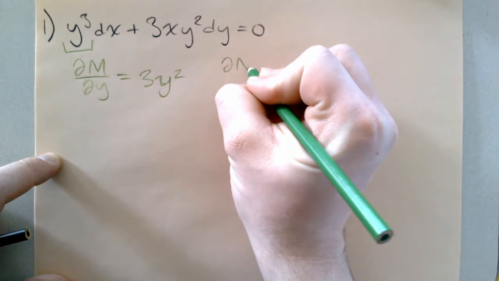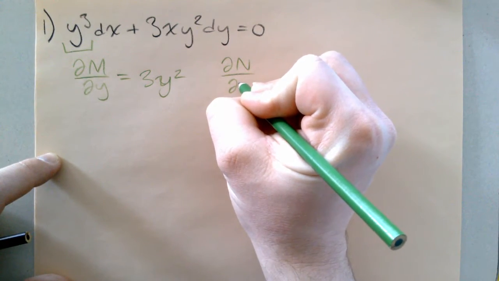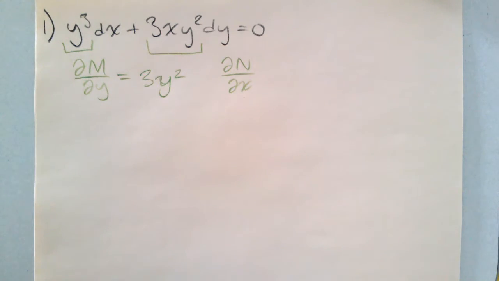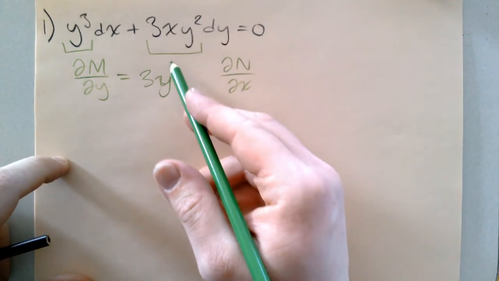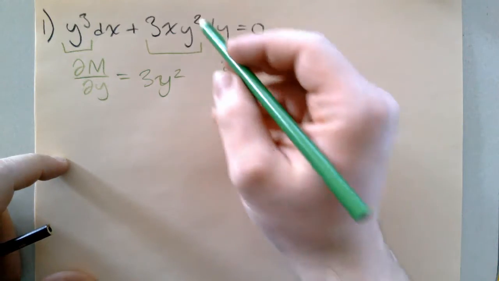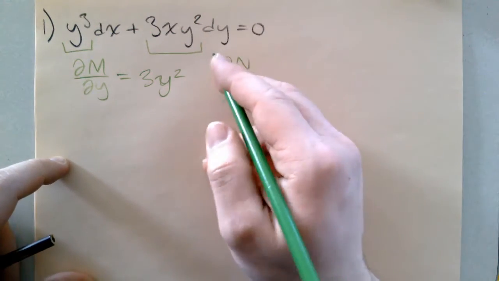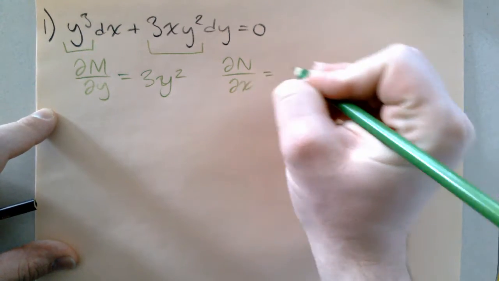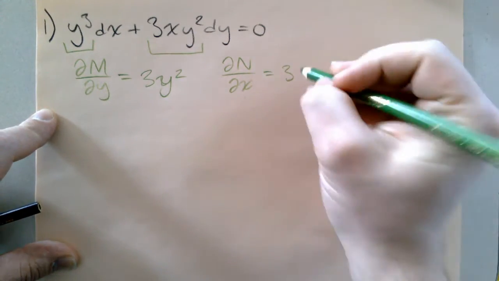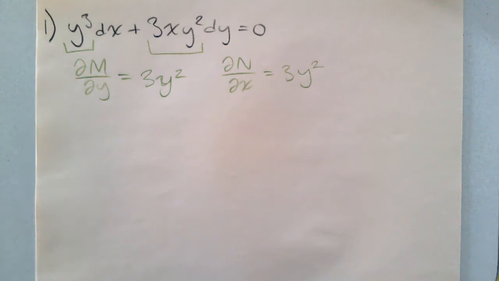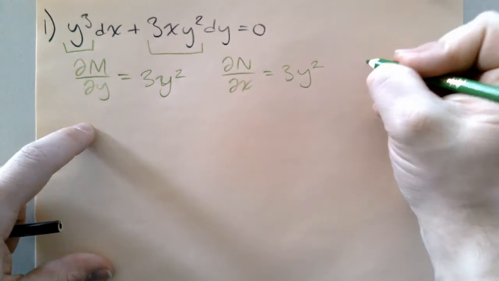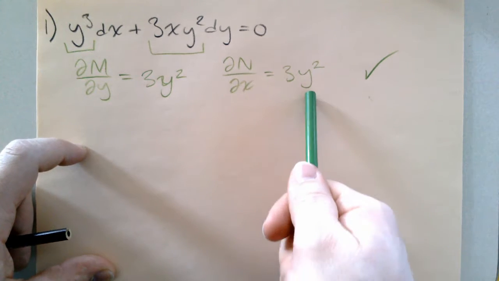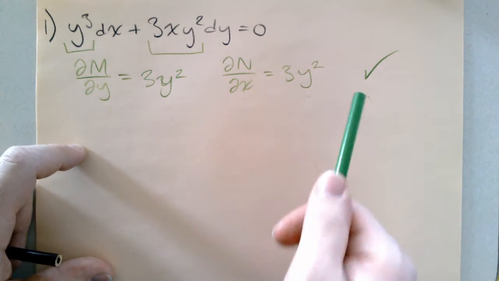Then we can look at our n. So our partial n now with respect to x, and it's this term here. So now we have to think, what is derivative of this with respect to x? So we can just treat that y term as a constant along with the 3. So that ends up being just having the x drop out. So we end up with 3y squared. So right here we have proved that it is an exact equation, because 3y squared is the same as the 3y squared we found over here.